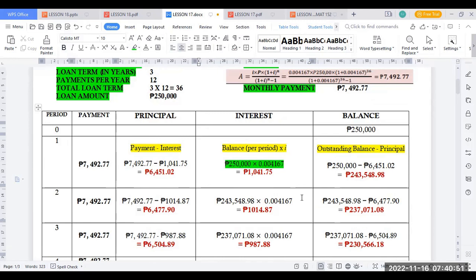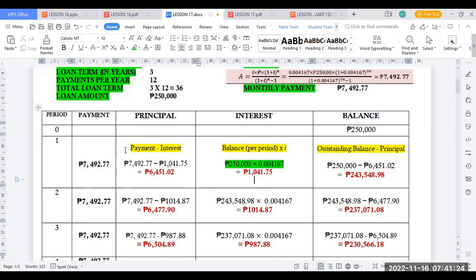Okay, so that is the interest for the first month. And then, yung interest na yan, to get the principal, ano ba yung original amount lang sana ng babayaran? Pero meron kasi siyang 0.04167 na monthly interest rate, which is yun ang nadagdag sa 7,000 principal, kaya nakuha sa 7,492.77. So just subtract this one to get the principal.